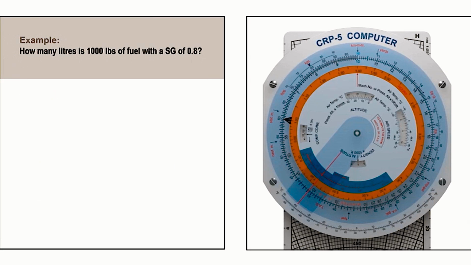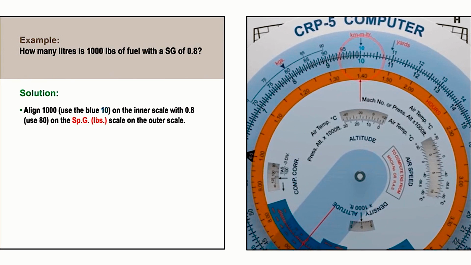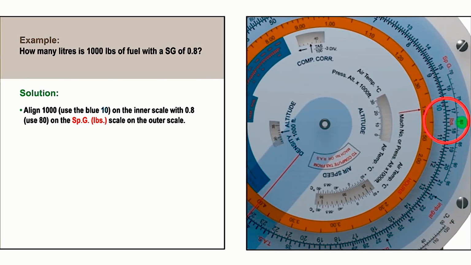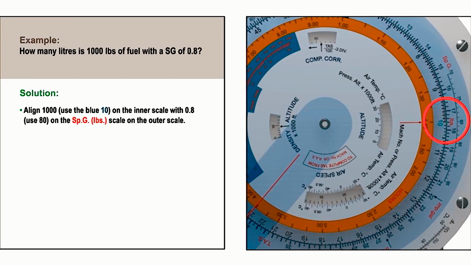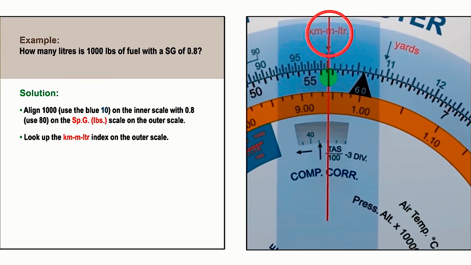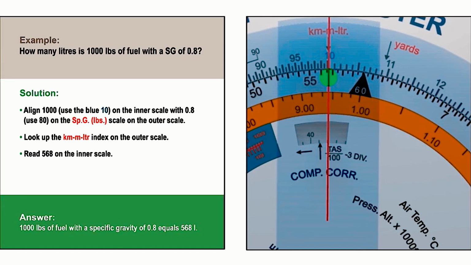Now let's work out how many litres are in 1,000 pounds of fuel with a specific gravity of 0.8. First, align 1,000, using the blue 10 on the inner scale, with 0.8, use 80, on the specific gravity, pounds, scale on the outer scale. Then look up the kilometre, metre, litre scale on the outer scale and read off 568 on the inner scale. This gives the answer that 1,000 pounds of fuel with a specific gravity of 0.8 has a volume of 568 litres.